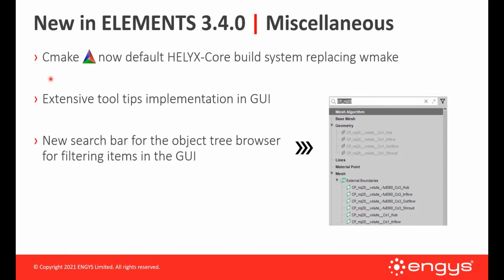And then finally, we've introduced a new search bar for the object tree to filter items in the GUI. And this is particularly useful if you are managing a very large case with loads and loads of parts. You can use wildcards and enter them in the bar to just hide everything else and just facilitate the way you work in the graphical user interface.